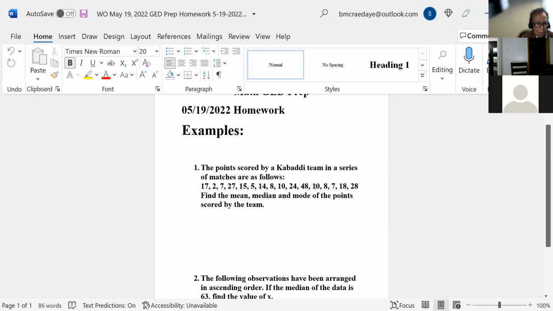Plus 8, plus 7, plus 18, plus 18, plus 24. No, 28. Now press the enter key. What did you get for the total? What do you have for your total?